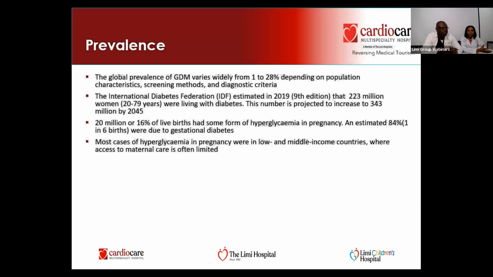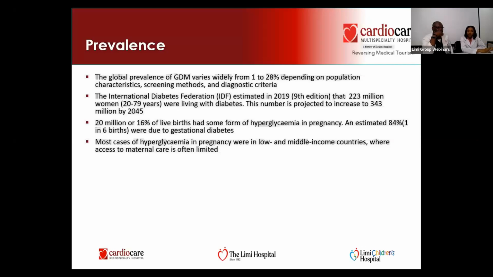So the prevalence of gestational diabetes varies widely from 1 to 28%, depending on the population studied. There's a screening method as well and the diagnostic criteria, just like you mentioned in the previous slide. The International Diabetes Federation estimated that in 2019, 223 million women between the ages of 20 to 79 years were living with diabetes. And this number is projected to increase to 343 million by 2045. So 20 million or 16% of live births had some form of hyperglycemia in pregnancy. And an estimated 84%, that's 1 in 6 births, were due to gestational diabetes.